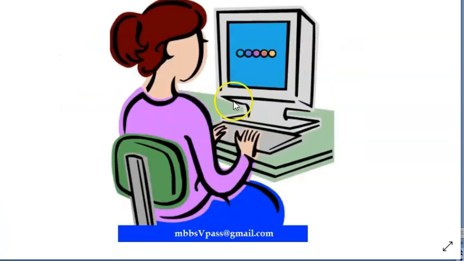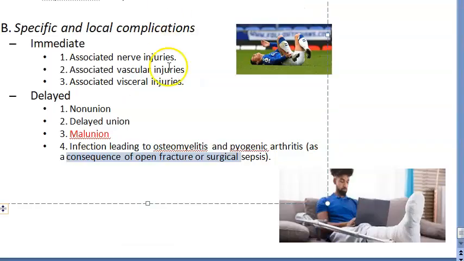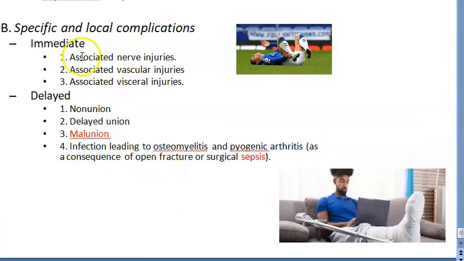What are the two ways of infection? Either you have fallen and there's an open fracture, or they did a surgery and there were not aseptic conditions. Aseptic is good, right? Sepsis is a bad word. So there was surgical sepsis, and that led to infection. Okay. Fine. So you have understood local complications overall. Let's look at the details.